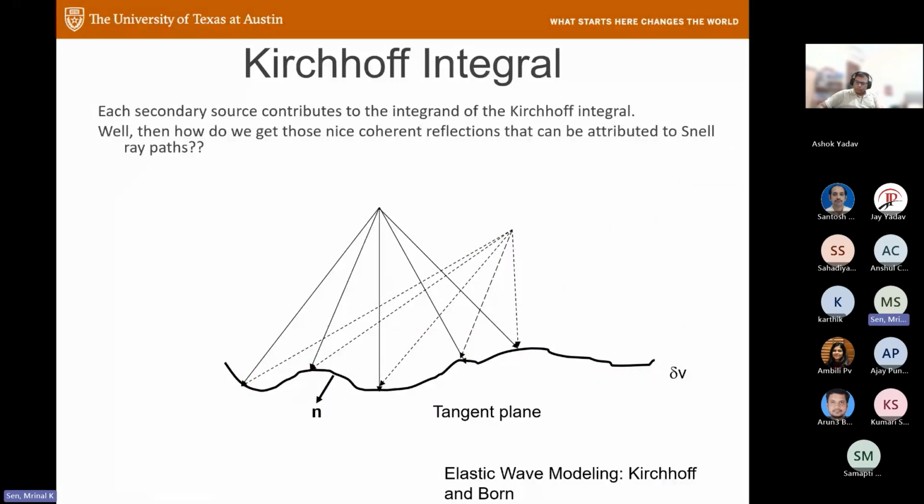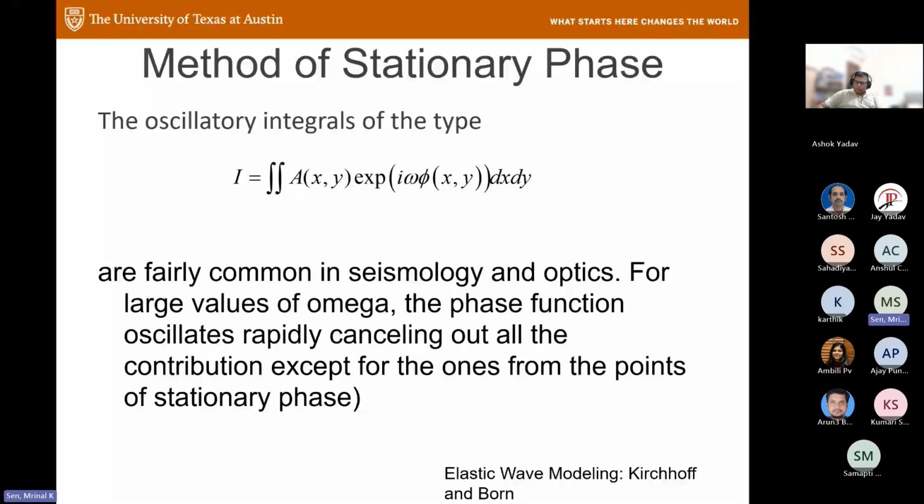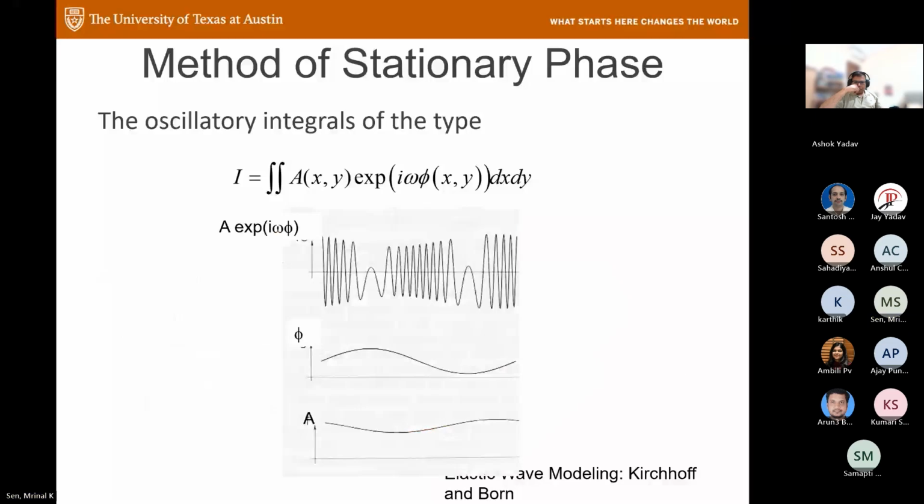So what is the stationary path and what is the stationary phase? Let's say that I have an integral that has an amplitude and a phase term. Okay. So here, if we assume that your frequency is high, then this particular term, e to the power i omega phi, will oscillate rapidly except for some points here. And those are the stationary paths. Everything else cancels out. And those stationary paths are what give you reflections here.